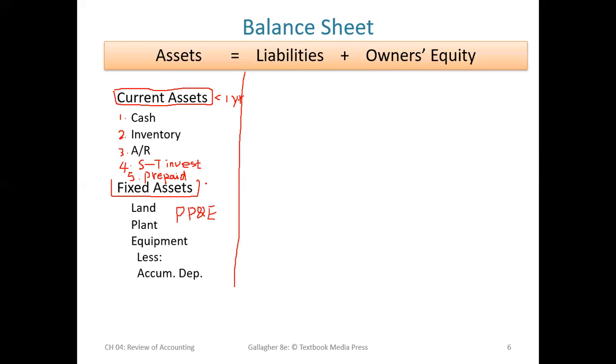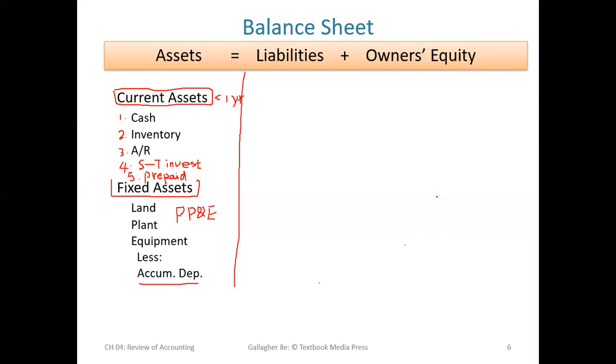So the asset value will be reducing, which is called accumulated depreciation. The asset value keeps depreciating, so you have to do the depreciation. Sometimes we call this net present value, and after you exclude the depreciation, it's going to be net fixed assets.